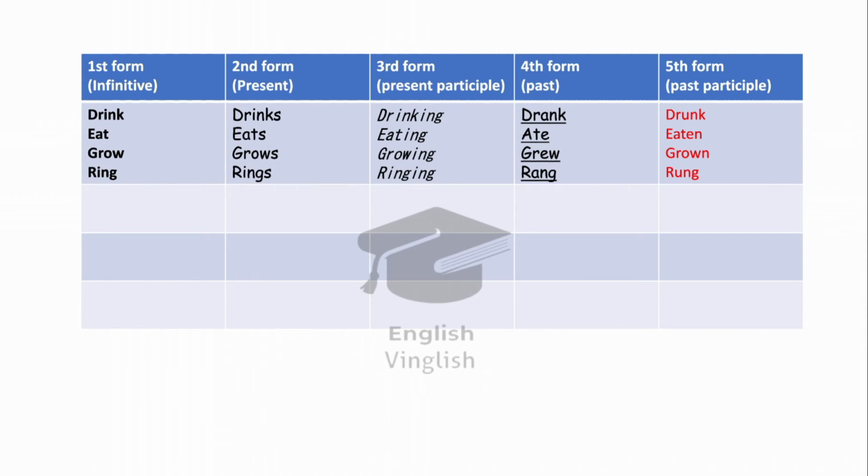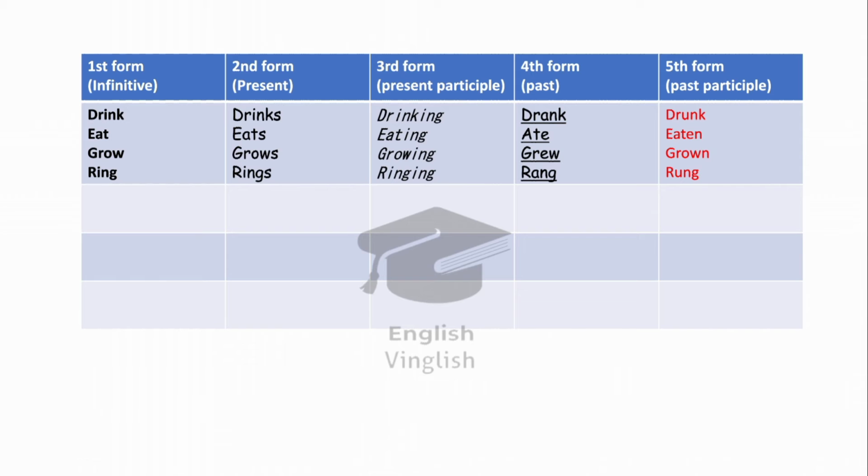I want to give you more examples for these formations, right? So see the grid I have prepared for you. It is with 5 columns: the infinitive formation or the base formation, present formation, present participle, past and past participle. Then I have divided the grid into 3 sections. Now we'll move on to the first section. See the verbs I have given: drink, eat, grow, ring.